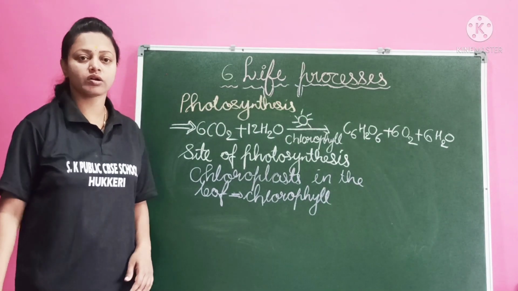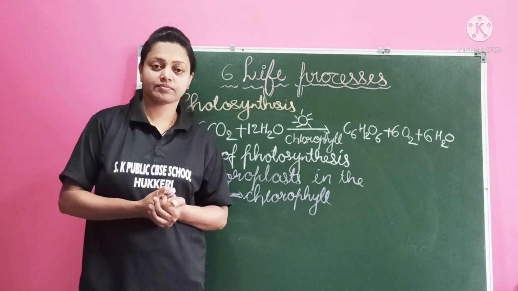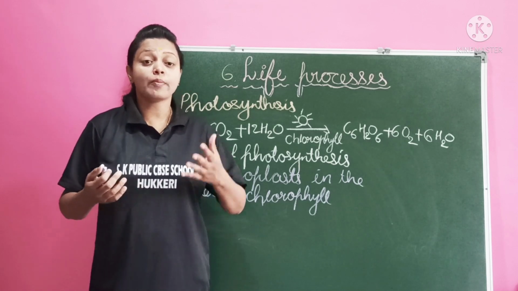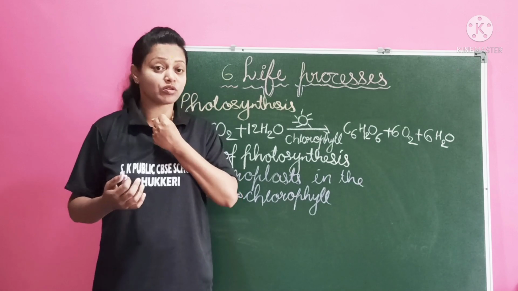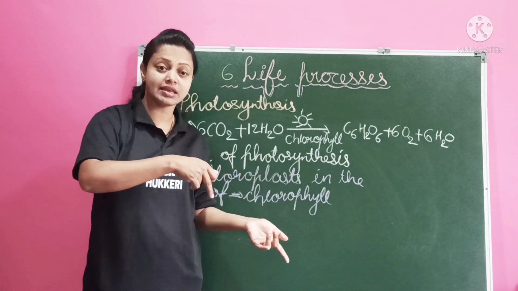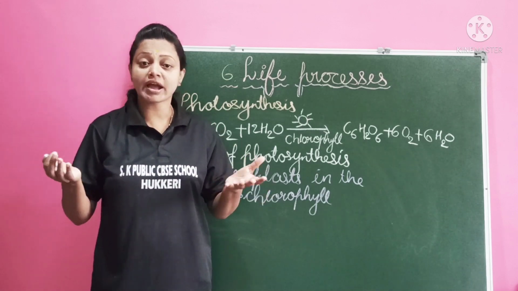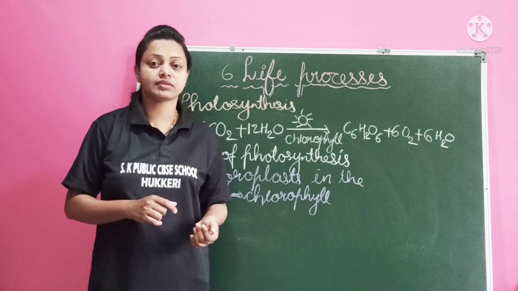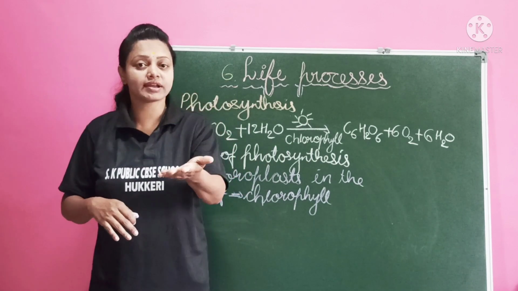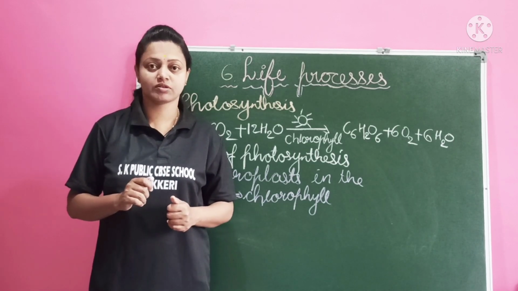Okay. Now, what are the main events of photosynthesis? Absorption of light energy by chlorophyll, conversion of light energy into chemical energy, and splitting, that is breaking, of water into hydrogen and oxygen. The next one is reduction of carbon dioxide to carbohydrates. Hope you understood till here.